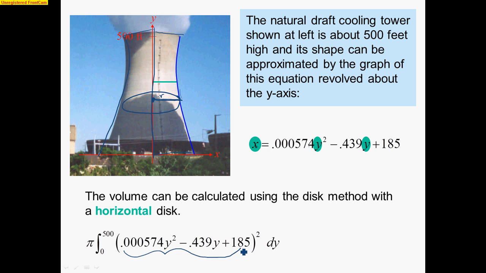Here's the radius. This is just pi r squared. dy says you are slicing perpendicular to the y-axis. So these things are a y function, which means your limits of integration are y numbers. Is that true? 0 and 500, and your pi for your constant of integration.